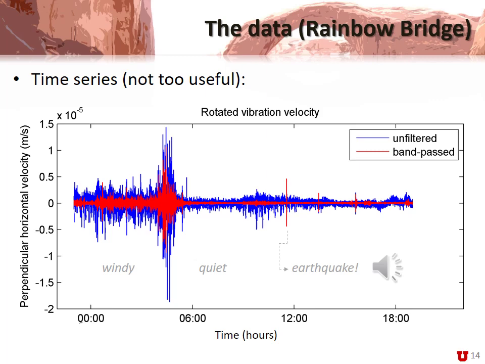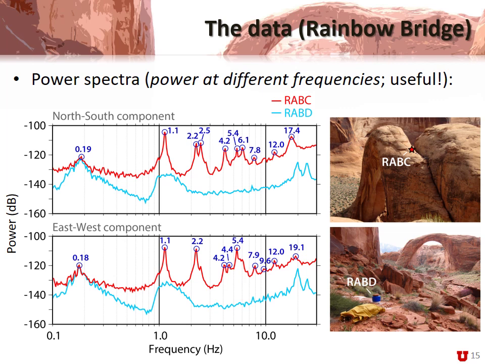Really what we want to do is to look at the power spectrum, to look at the frequency spectrum of those data. So finding out where the power lies, at which frequencies have the most power. And examples here, again from Rainbow Bridge, you can see for some of our measurements here, this sensor here on the bridge is called RAB-C, and the one on the canyon bottom, which is a local reference, we call RAB-D.